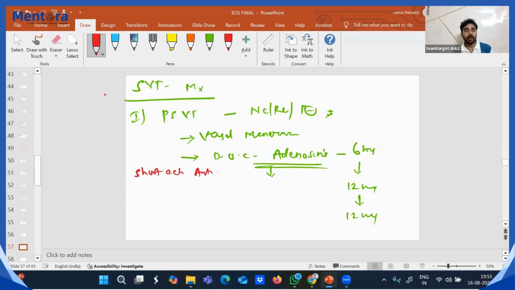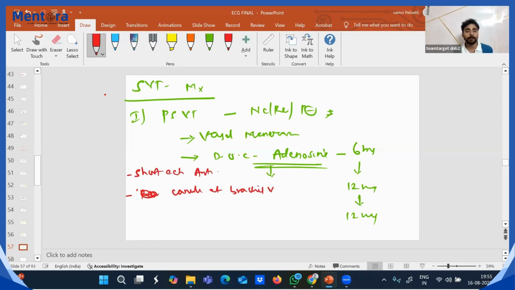So because it is taken up by all the cells, you have to give adenosine very near to the heart and as a very rapid push with flush. Very important thing. The mechanism of giving adenosine, I think everyone knows. Okay. Usually you have to put the cannula at the brachial plexus.